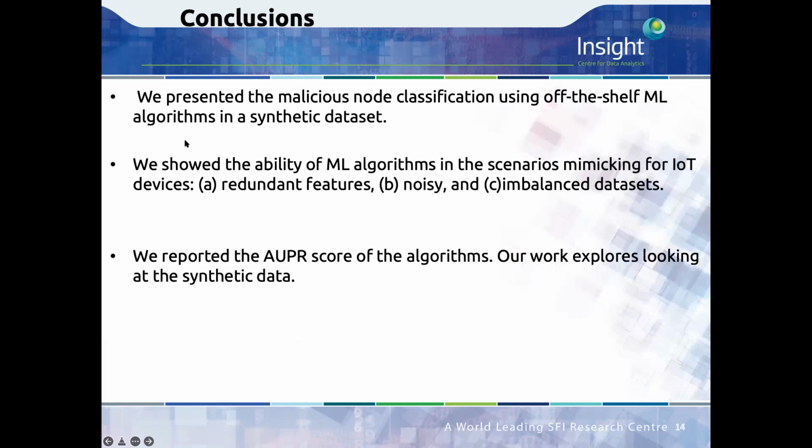In our conclusion here, we presented the malicious node classifier using different machine learning algorithms, and we generated different data sets with different scenarios. We showed that the ability of machine learning algorithms to predict and the accuracy they get depend on different scenarios: with redundant features, with noise, and with imbalanced data sets. And we evaluated the algorithms with the area under the precision-recall score, and we apply the metrics to evaluate the model.